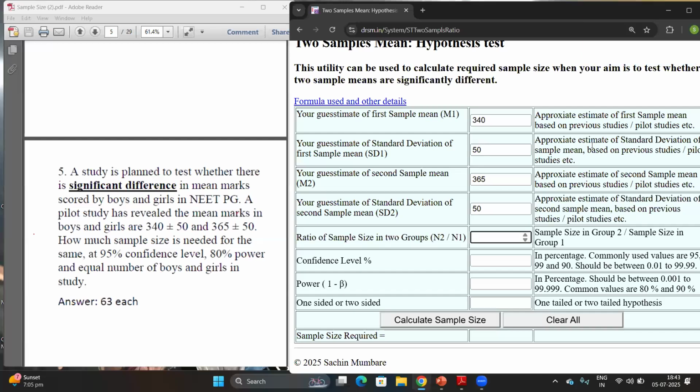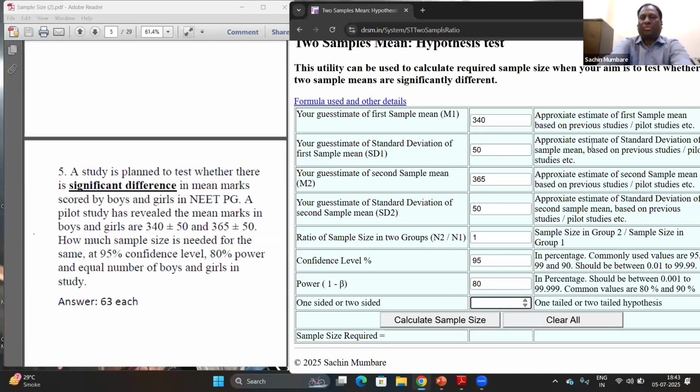Ratio? 1:1, because there are equal numbers of boys and girls in the study. That is given, so 1. Confidence level? 95%. Power is how much? 80%. One-sided or two-sided then?